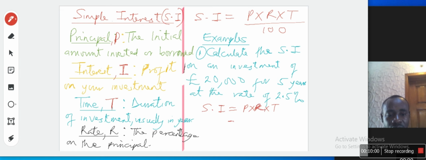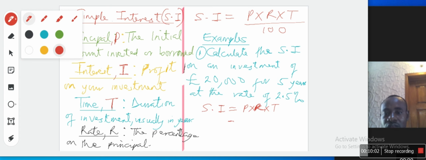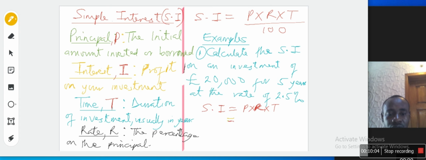So let me write the R properly. That's 20,000 times the rate, 2.5, times the time, 5 years, all over 100, because rate is over 100 anyway. So it's basically P times R times T over 100, or you might just write PRT over 100. Okay, quickly, let me have the answer. Get the answer with the calculator: 20,000 times 2.5 times 5 over 100.